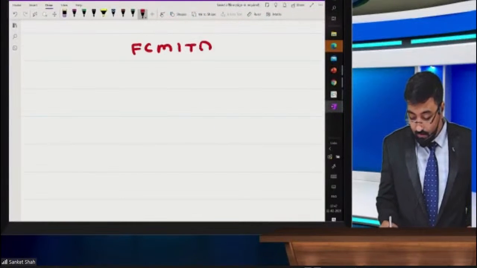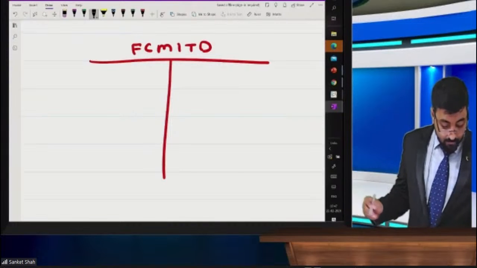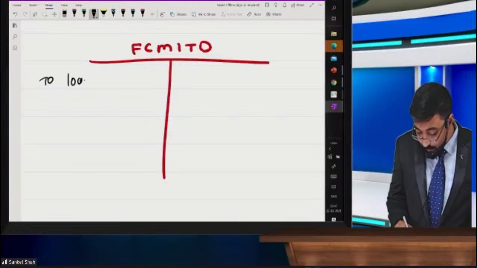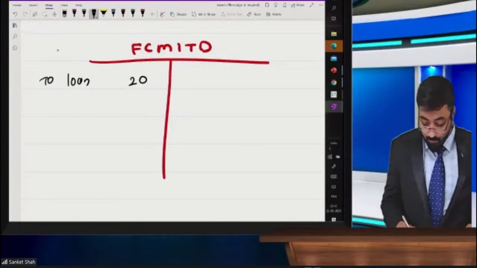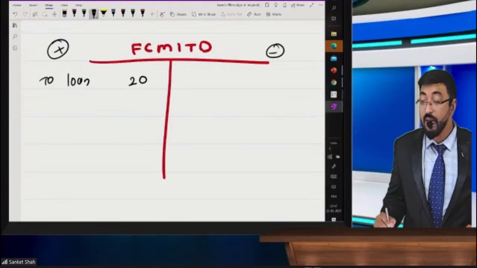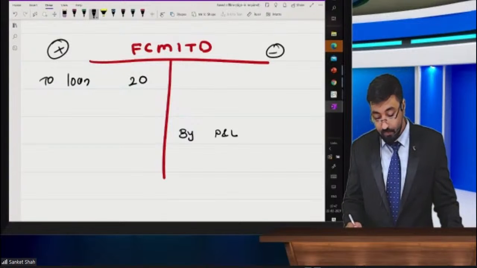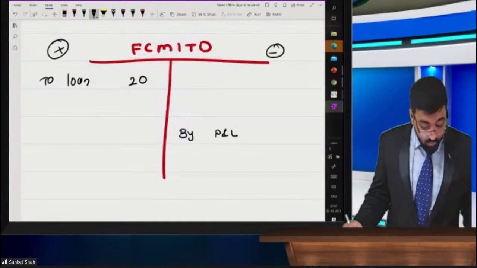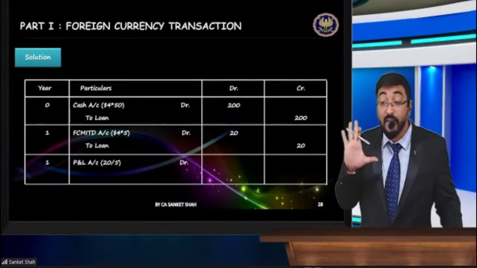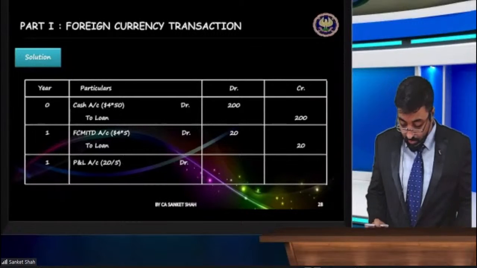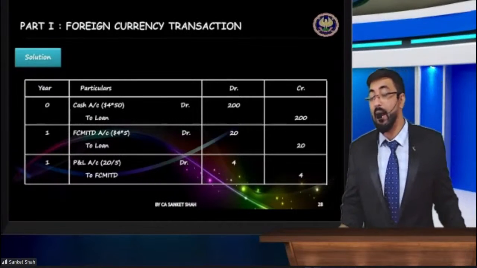So this FCMITD account, if you open this FCMITD account, it is to loan account. Yes, 20. Now this account is showing a debit balance of rupees 20. And now this debit balance is transferred to profit and loss account. Yes, you will transfer it to P&L account over 5 years. So by P&L, your amount will be 4 rupees. So write down FCMITD account will get credited and P&L account is getting debited.